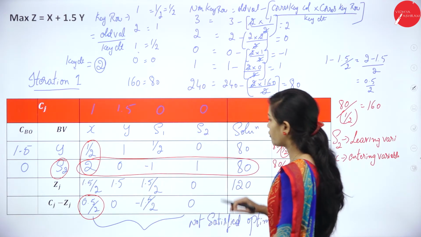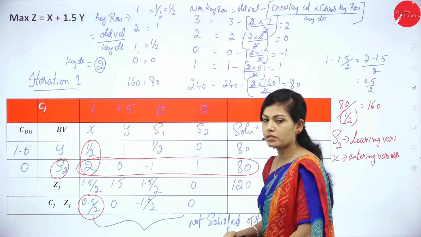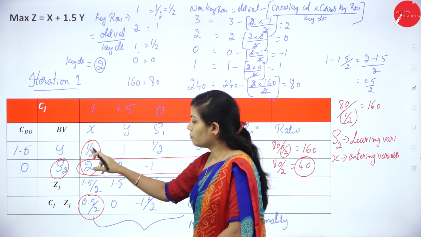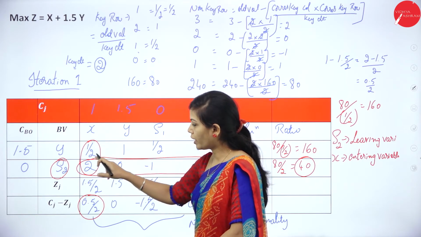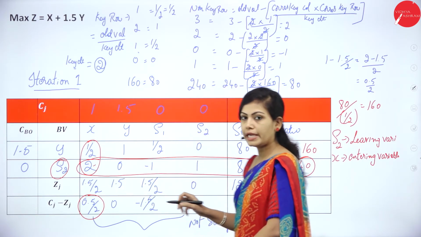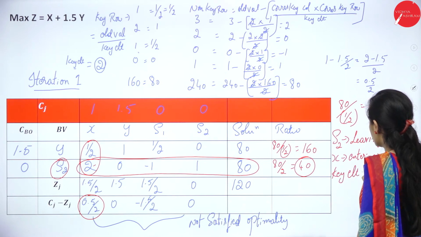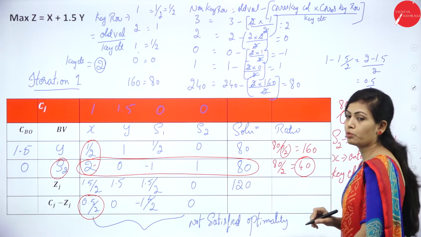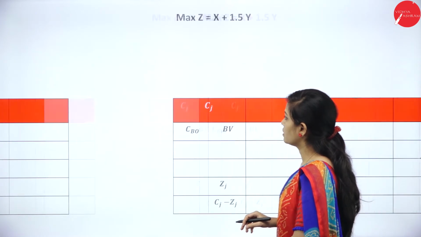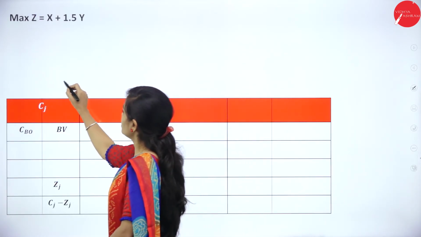So now we have to find the key element. So which is the key element here? The common element for both key row and key column is 2. So key element is equal to 2. It is called the pivot element. So next we will find the last iteration, iteration 2.